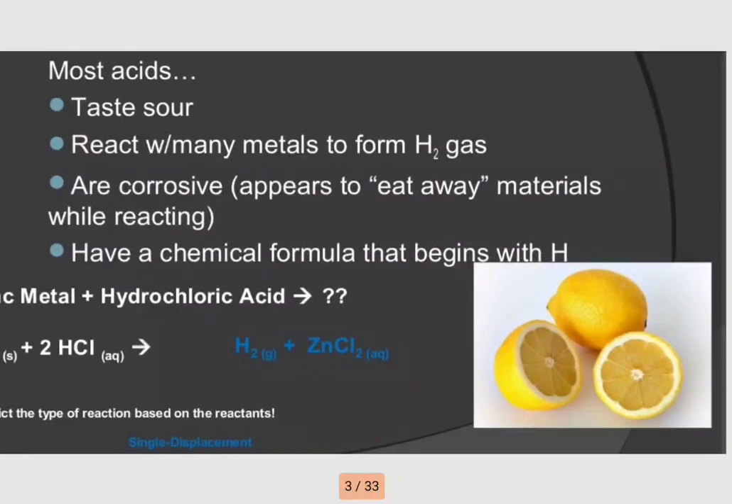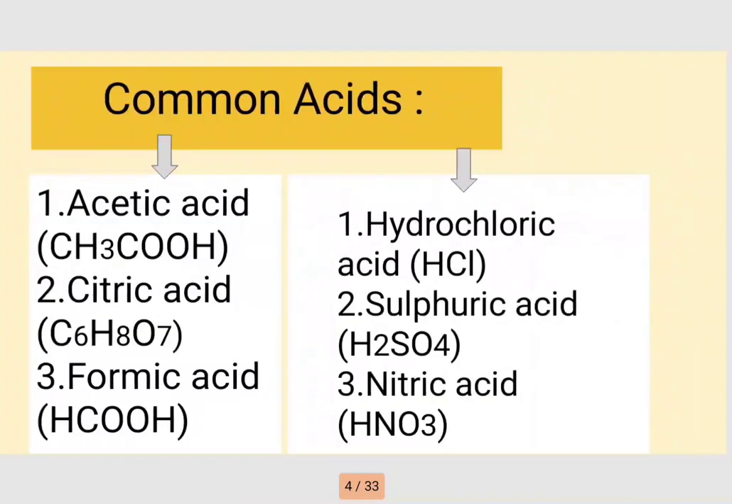Most acids taste sour, and react with many metals to form H2 gas. They are corrosive, appearing to eat away materials while reacting. They also have a chemical formula that begins with H. Metal plus hydrochloric acid, for example zinc, gives ZnCl2. This is a reaction example.